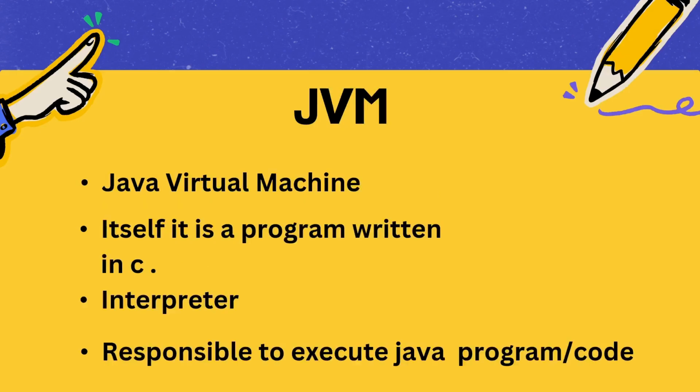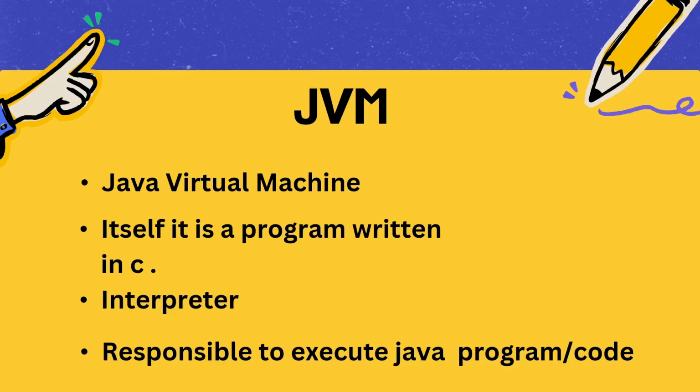The third component is JVM, which stands for Java Virtual Machine. The JVM is a software component written in C language, known as an interpreter. Now what is an interpreter? An interpreter is software that translates bytecode into machine code that your computer can execute. The JVM is responsible for executing Java code. It starts by locating the entry point of your application, the main method, and then runs the code.